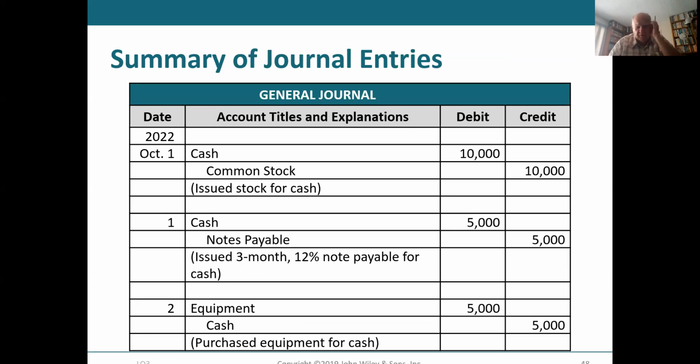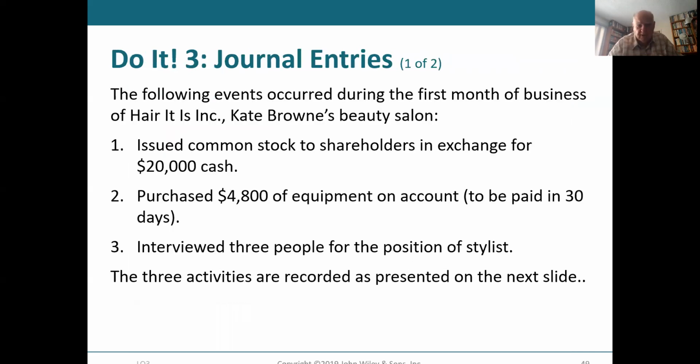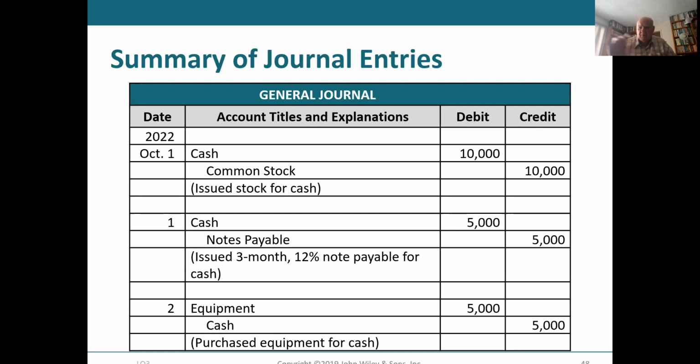Well, here they are. You've done all three of them now, and you even put an explanation down: issued stock, issued a note, bought equipment. Now we're ready to post. You hit the button called post and whammo, that all goes into your financial statements, okay?